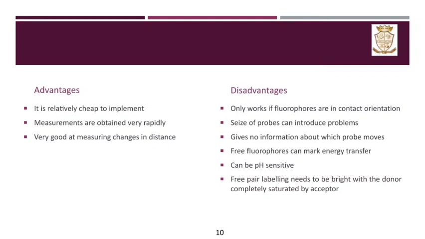Advantages of FRET. It is relatively cheap to implement. Measurements are obtained very rapidly, very good at measuring changes in distance. And the disadvantages of FRET include: it only works if fluorophores are in correct orientation. Bulky probes can introduce problems, gives no information about which probe moves, can be pH sensitive.